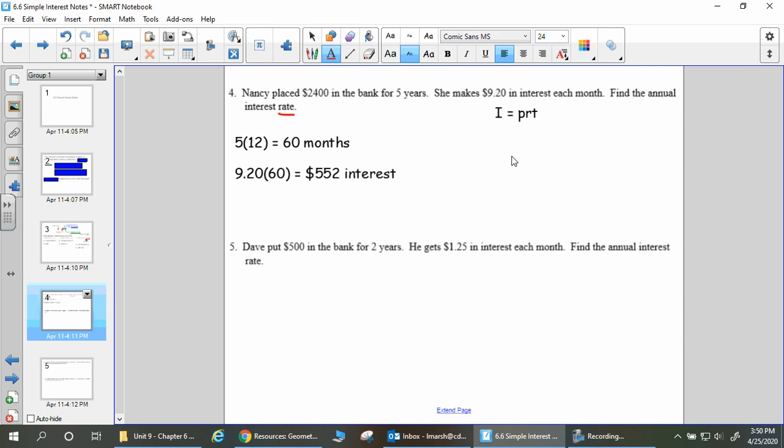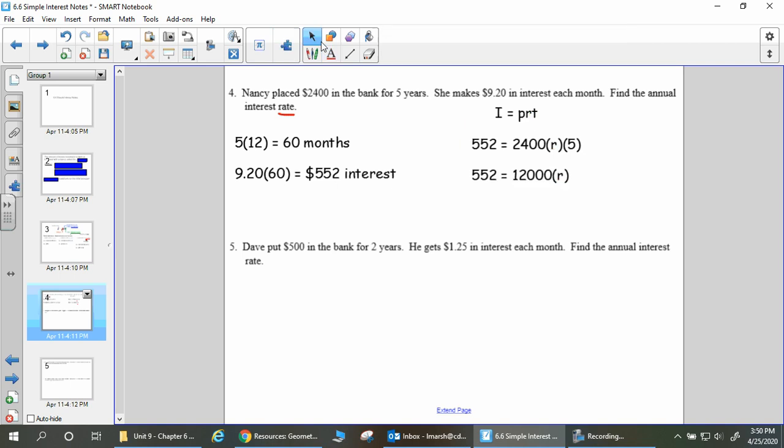So now, if I come back over to my formula, $552 in interest, because my principal was $2,400, times R, which I don't know, times my time, which is 5 years. Okay, so first thing I'm going to do is over on the right hand side, take your 2,400 times 5. So 12,000. Okay, and there's still that letter R. If you still want it in parentheses, you can keep it in parentheses, that's fine.